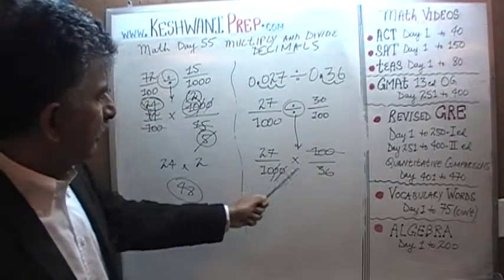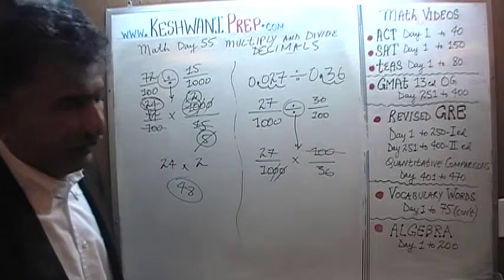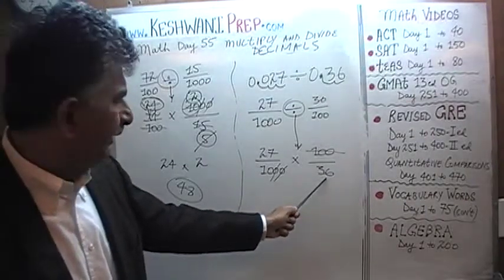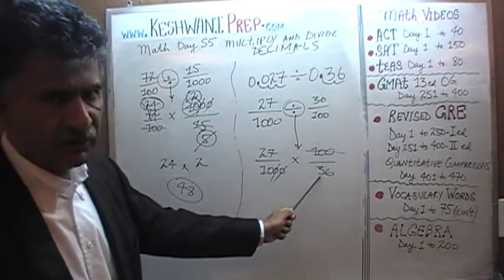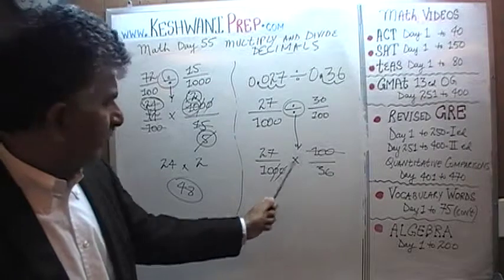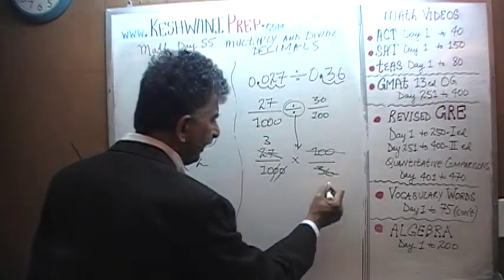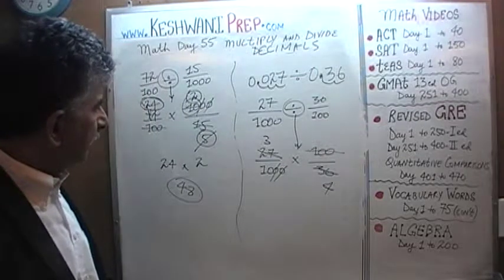I see 27 on the top, I see 36 at the bottom, and we know both of those are divisible by 9. 3 nines are 27, and 4 nines are 36. You have to know your tables. So let's divide 27 by 9, we get 3. Let's divide 36 by 9, we get a 4. Anything else? I think that's about it.